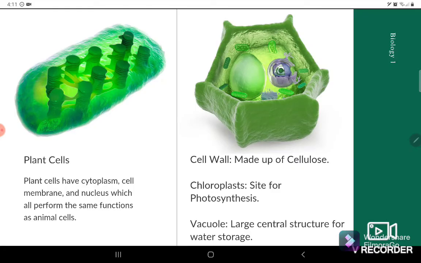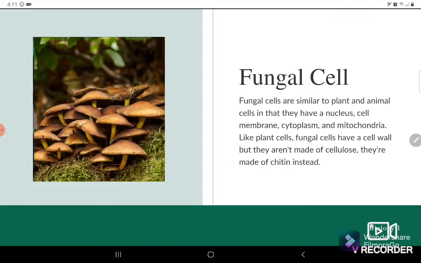Okay, next, let's proceed. Other than the plant cell, we now have another type of cell, which is the fungal cell. Fungal cells are similar to plant and animal cells in that they have a nucleus, cell membrane, cytoplasm, and mitochondria. So meaning to say, fungal cells are under eukaryotic cells because of the presence of a nucleus. And they also have cell organelles such as the cell membrane, the cytoplasm, and mitochondria because it is almost similar to plant and animal cells.